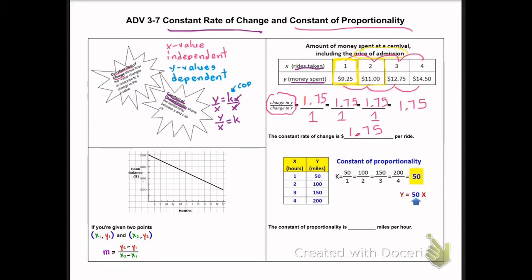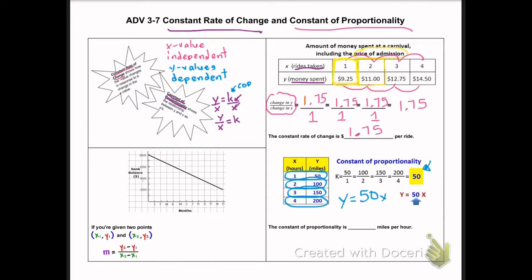Now with constant of proportionality, if a relationship is identified as being proportional, then you can take any y value, divide it by your x value, and you should get the same thing all the way across your table, or if you're looking at a graph, you should get the same thing all the way across. So we can see here that y divided by x, so 50 divided by 1 is 50, 100 divided by 2 is 50, 150 divided by 3 is 50, 200 divided by 4 is 50. So all of those y divided by x ratios give us a value of 50. So we would say our constant of proportionality here is 50. In other words, our equation is y equals 50 times x.